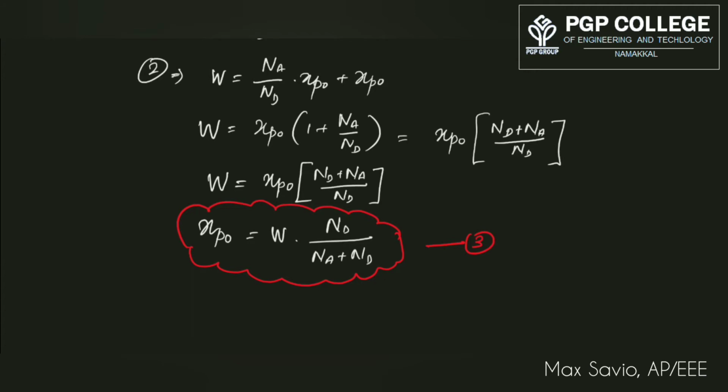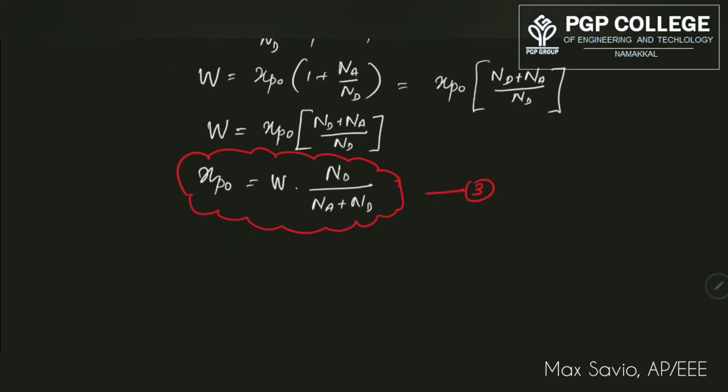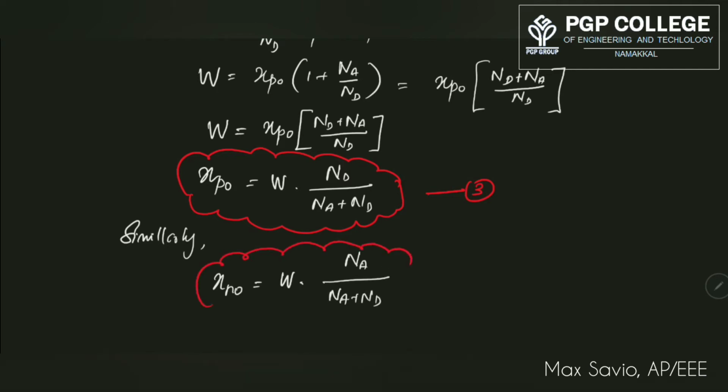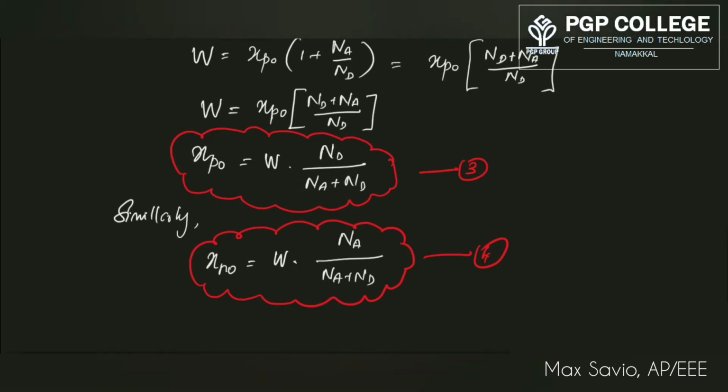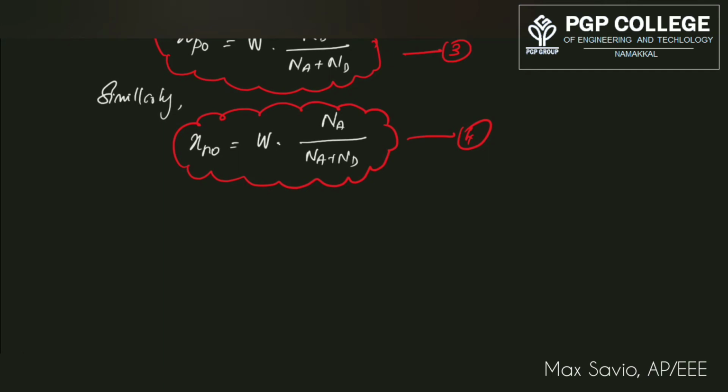And similarly to x_p0, now we can write the value of x_n0. Let us directly write it as x_n0 equal to W times N_A divided by N_A plus N_D. Okay, so this is the equation. The third equation and the fourth equation give you the width of the depletion layer towards the p type and the n type, right? And in general, the capacitance at the equilibrium condition, or in general, what is a capacitance?